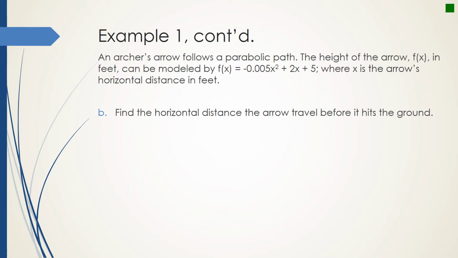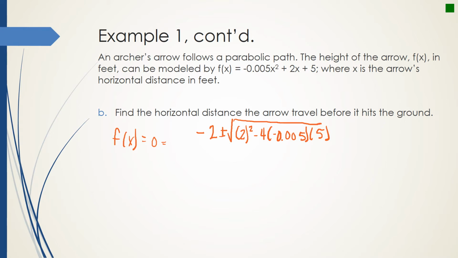The next thing in this one, we're going to find the horizontal distance that the arrow travels before it hits the ground. So that's making our f of x equal to 0. So we can use the quadratic formula to do that. We'll do negative b plus or minus the square root of b squared minus 4 times a, negative 0.005, times c, which is 5, and that's all under the square root, divided by 2 times a, which is negative 0.005. We're going to put that into the calculator.